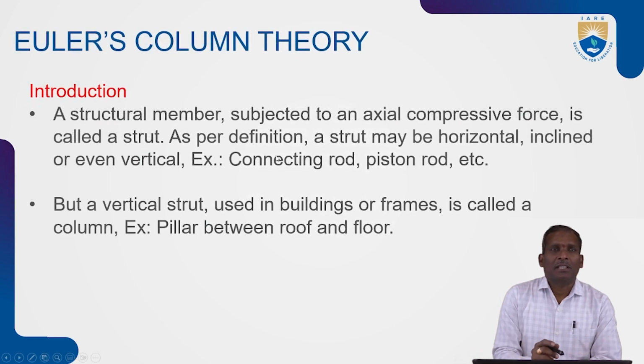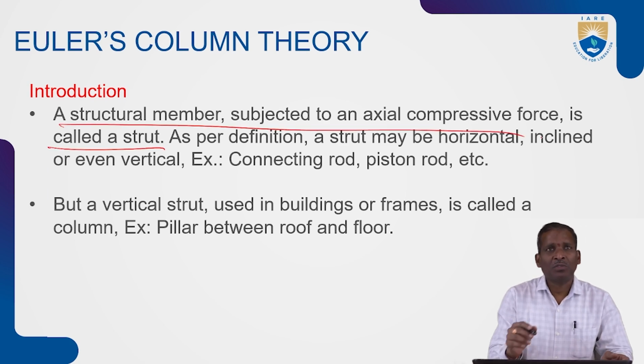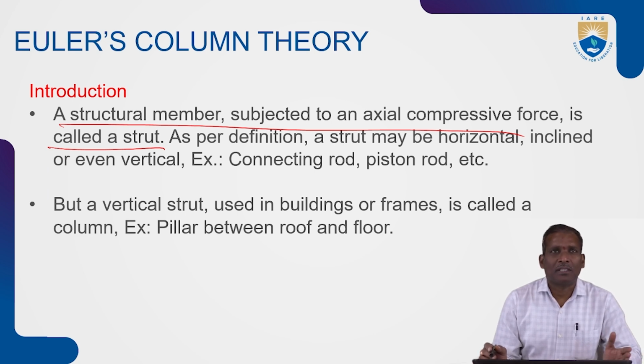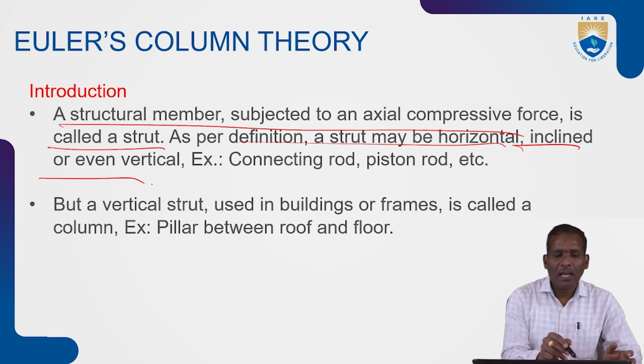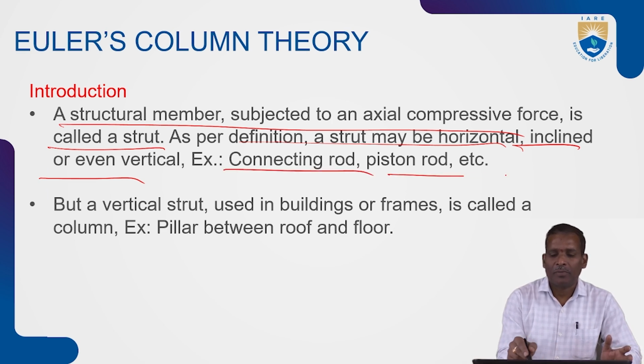So first of all, introduction. The Euler's column theory: a structural member subjected to an axial compressive force is called a strut. We have already discussed this in the previous session. Once again, I recall these column and strut definitions. As per the definition, a strut may be horizontal, inclined, or even vertical. Examples: connecting rod, piston rod, etc.